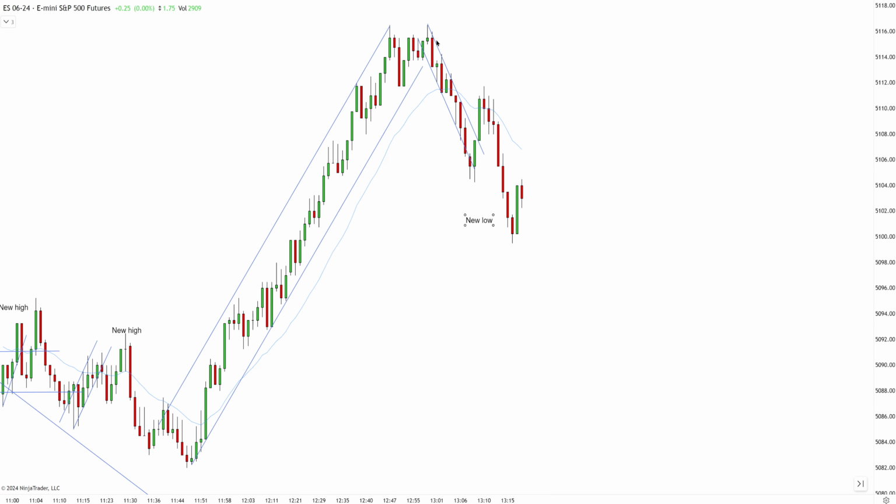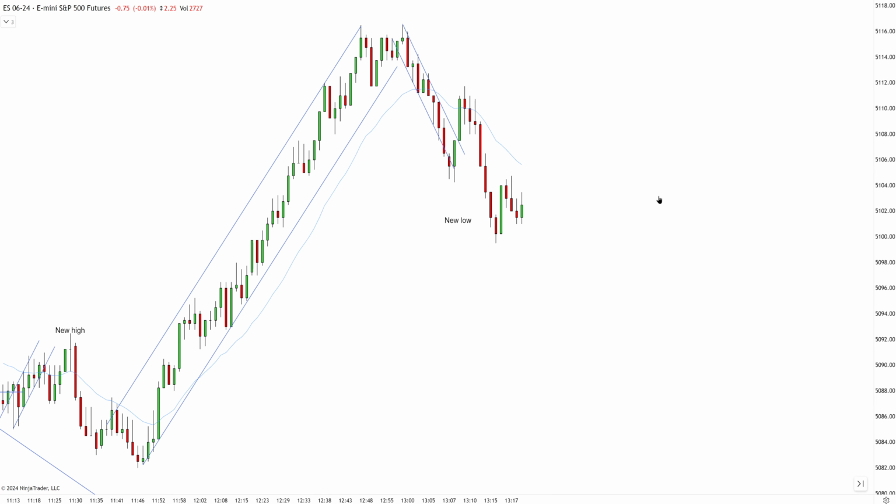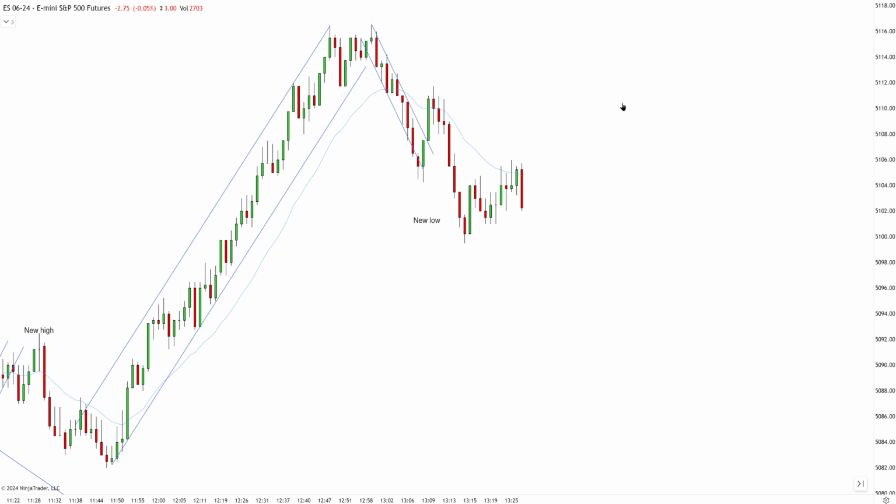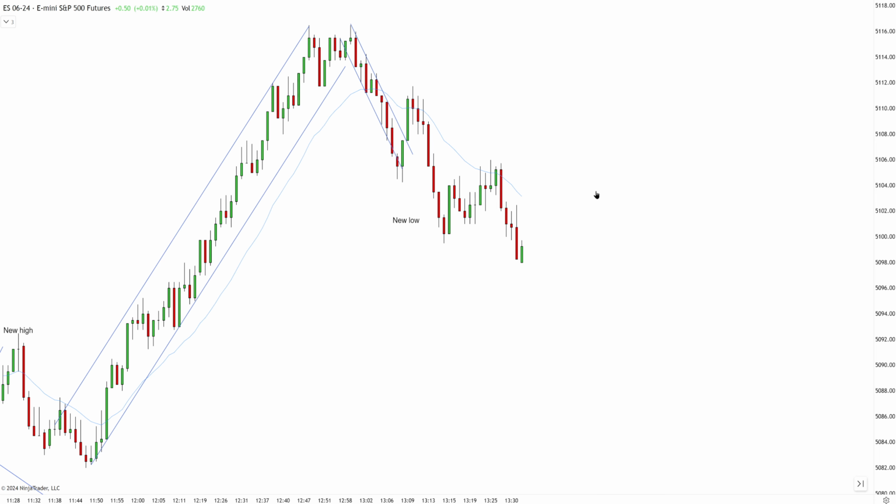Two-legged pullback down, the uptrend was strong. Let's see how the EMA is going to react. But we cannot break above the EMA. You can see we're still below EMA. I need to see push above EMA to confirm we're going to test the new high. Now EMA keeps holding and we are turning lower.